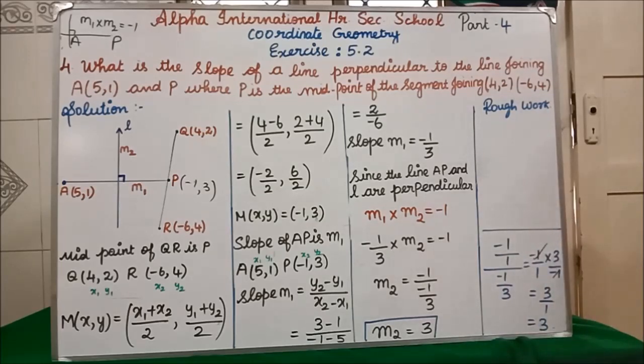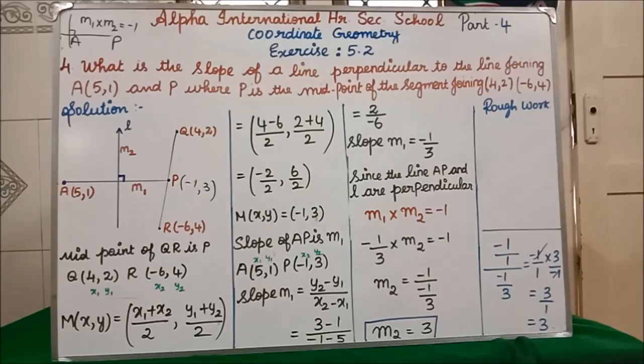Clear? Therefore, the slope of the line is m2 is equal to 3. We have to finish it off. That is the final answer. We have found what they were asking, only the slope. The slope value is 3. With this our 4th question is over. If you need, we can write the last line. Therefore, the required slope is m equal to 3.